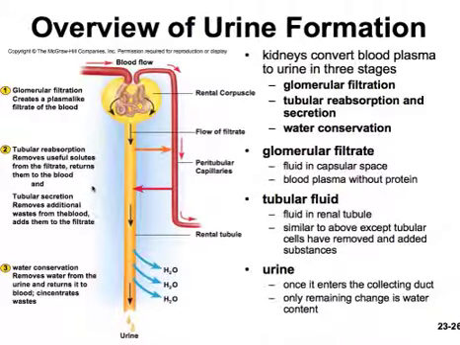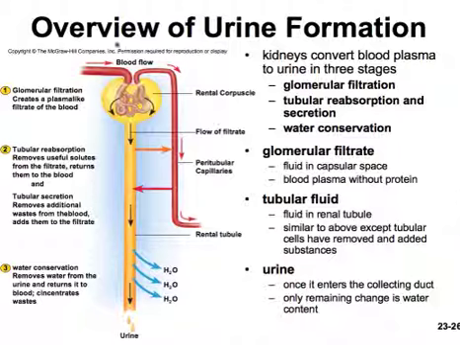So in this section, we get into the meat of how the nephron works. The kidneys are going to convert blood plasma into urine in 3 different stages. These are the topics of the rest of this chapter. We'll begin here with glomerular filtration, then tubular reabsorption and secretion, and the third and final phase is water conservation.